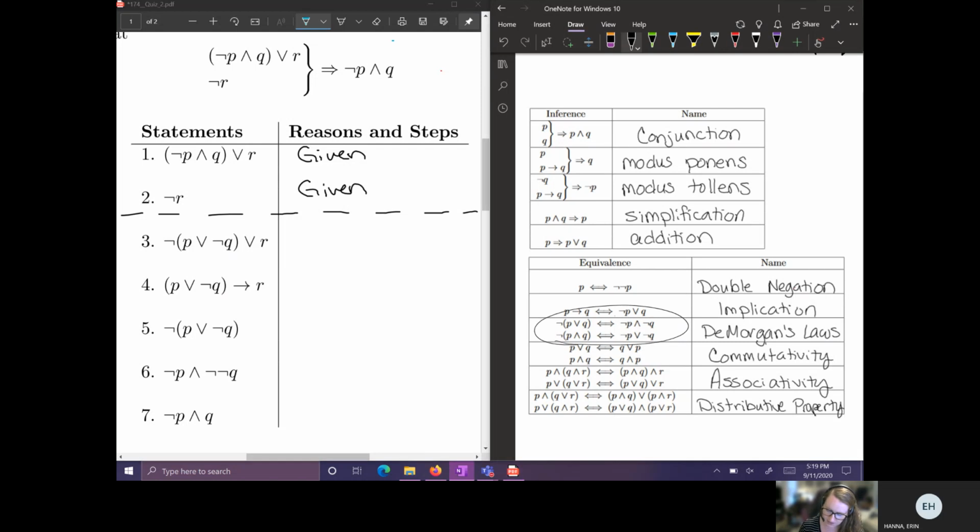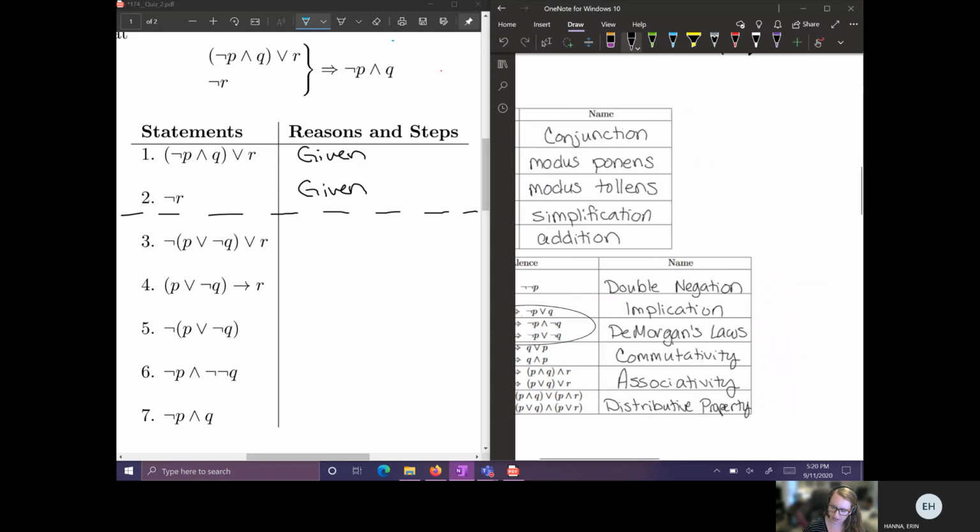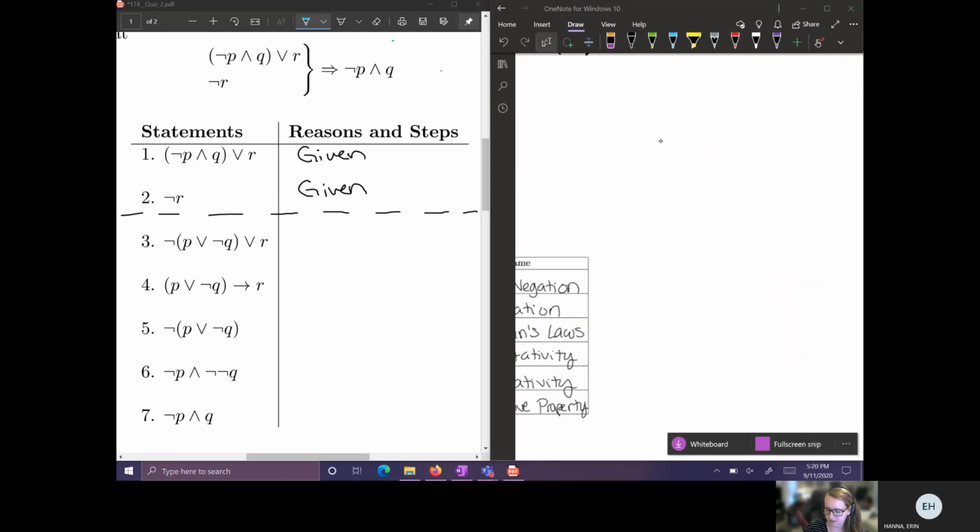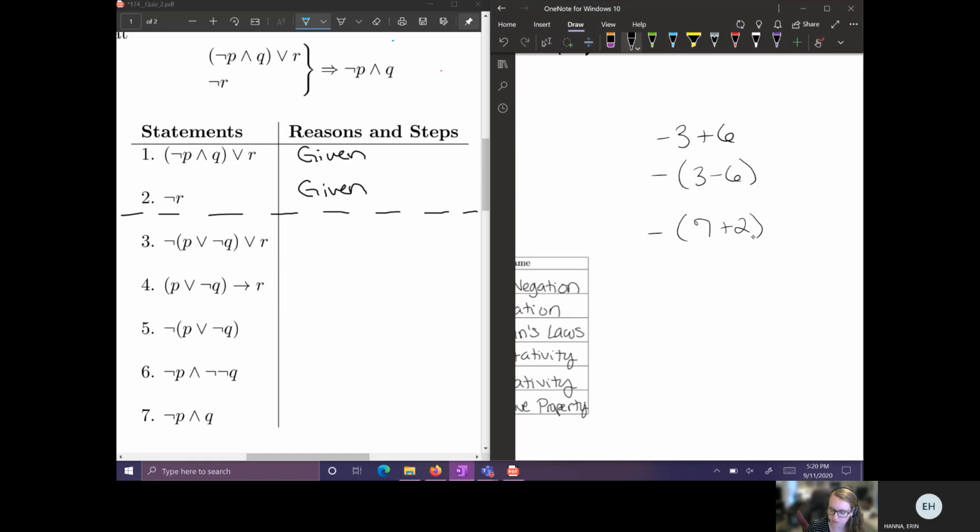Now, this doesn't look exactly like De Morgan's laws because we have a negation inside the parenthesis already. But here's how you can think about De Morgan's law. It might be helpful to think of it as factoring out a negative when it comes to algebra. Say I wrote down something like negative 3 plus 6. I could rewrite that as negative the quantity 3 minus 6. Whereas if I went the other way, and originally had written 7 plus 2, I could distribute that through as negative 7 minus 2.